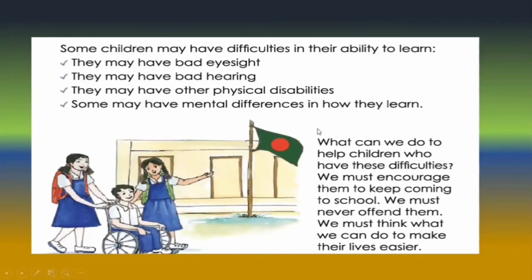So, if a short question comes from here, what can we do to help children who have these difficulties or physical difficulties? So you can write this as the answer. We must encourage them to keep coming to school. We must never offend them. We must think what we can do to make their lives easier. So you can write the answer by making points too. So this is all about page number 6 and 8, students.